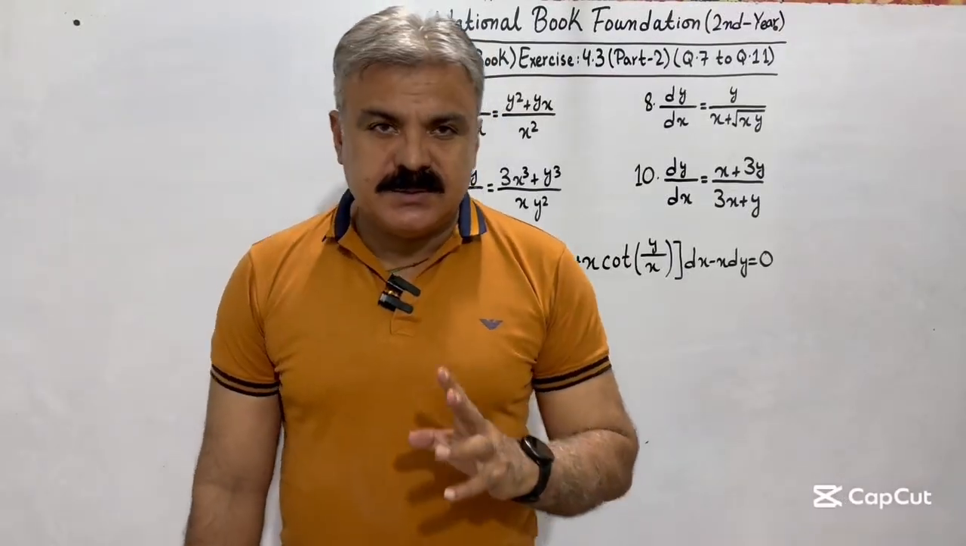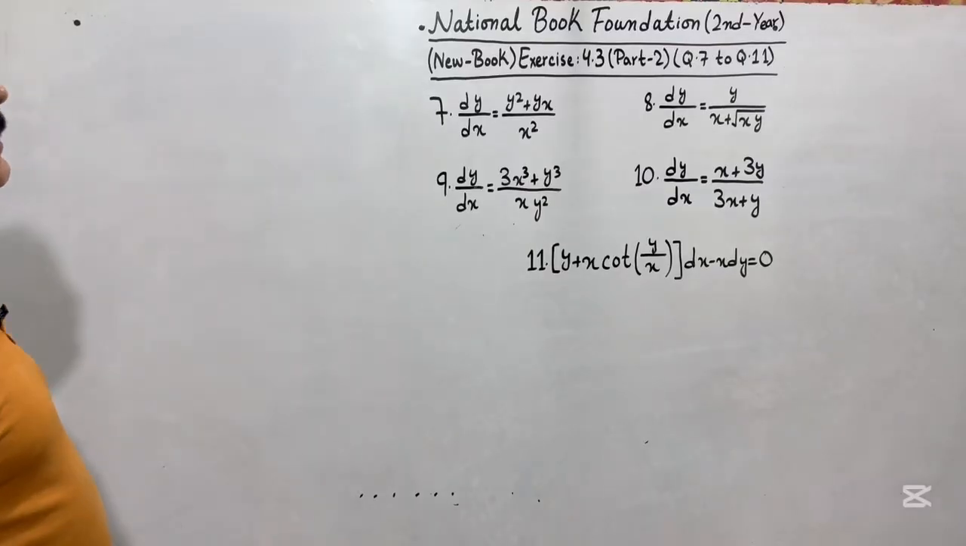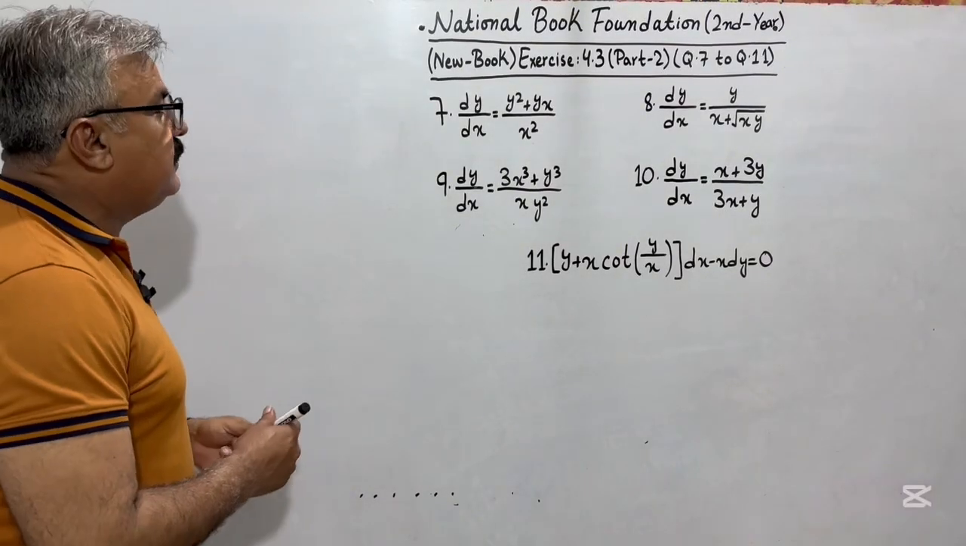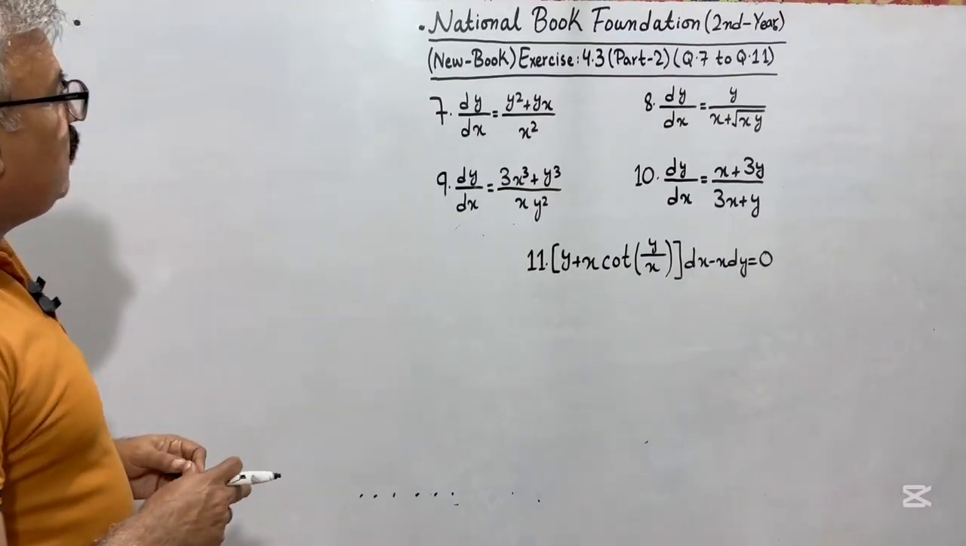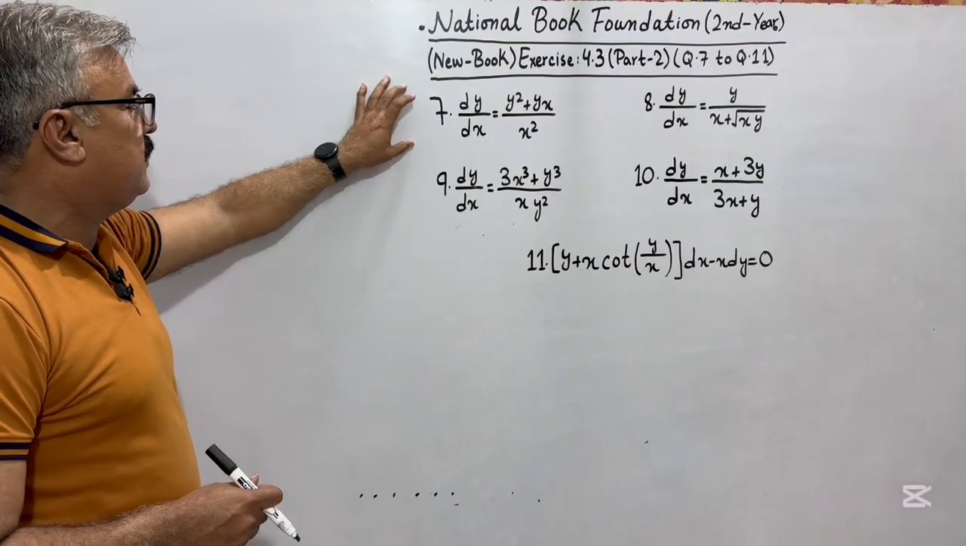Hi, second year students, homogeneous equation, exercise 4.3, questions number 7 to 11. The remaining questions are based on initial conditions to determine C. Without wasting time, let's jot down how to solve this differential equation.